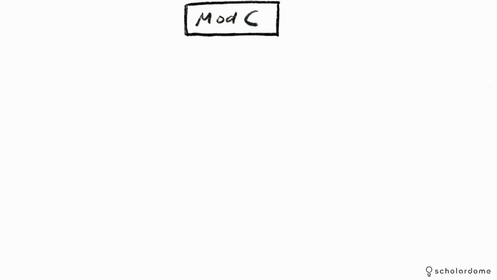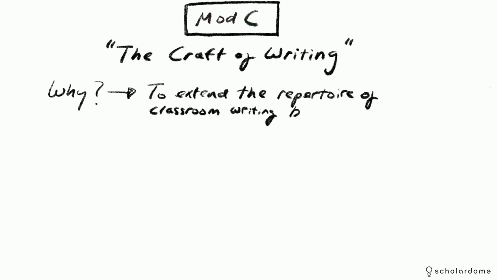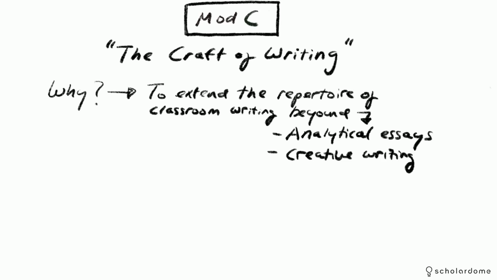Now, Module C is called The Craft of Writing, and this particular module is a very new elective that they have introduced with the recent changes to the HSC's English syllabus. The rationale for this module is that NESA wanted students to extend their repertoire of classroom writing beyond just analytical essays. So they wanted to encourage students to engage with a variety of writing experiences for a range of audiences and purposes. This is perhaps the reason why they scrapped the creative writing component in Paper 1, so that you could explore writing in different text types beyond just creative writing.